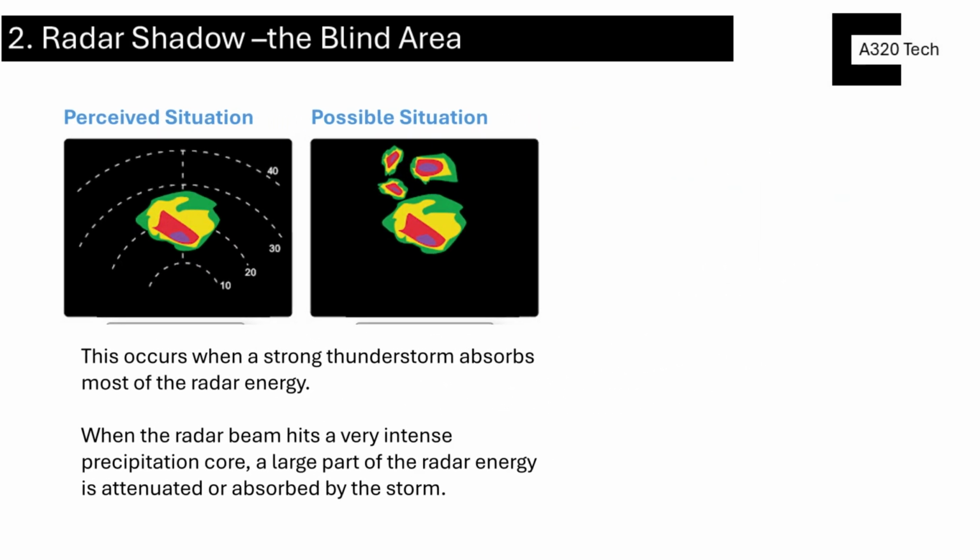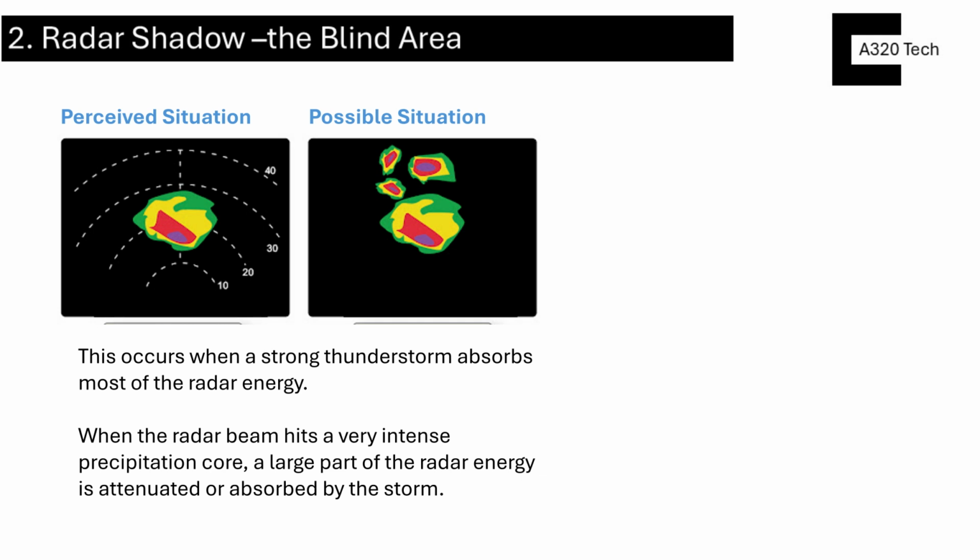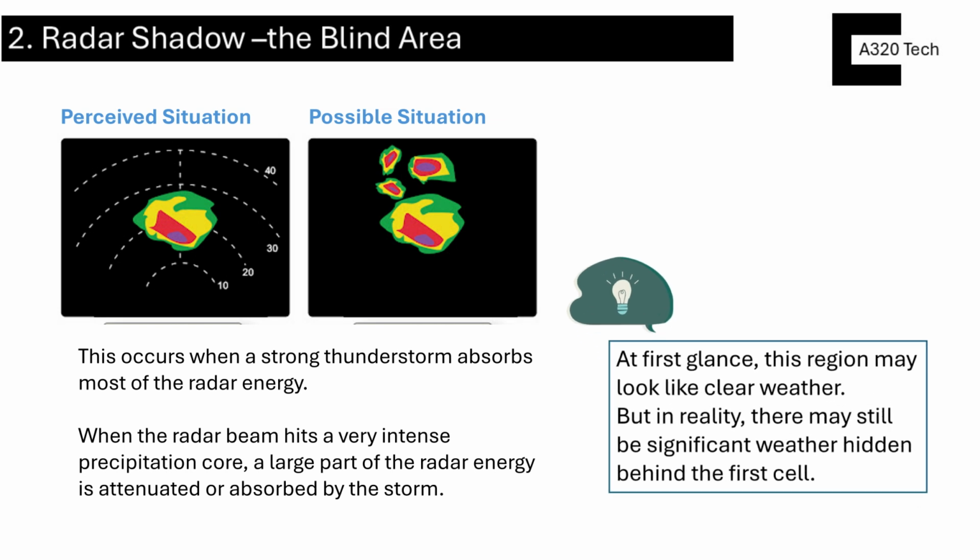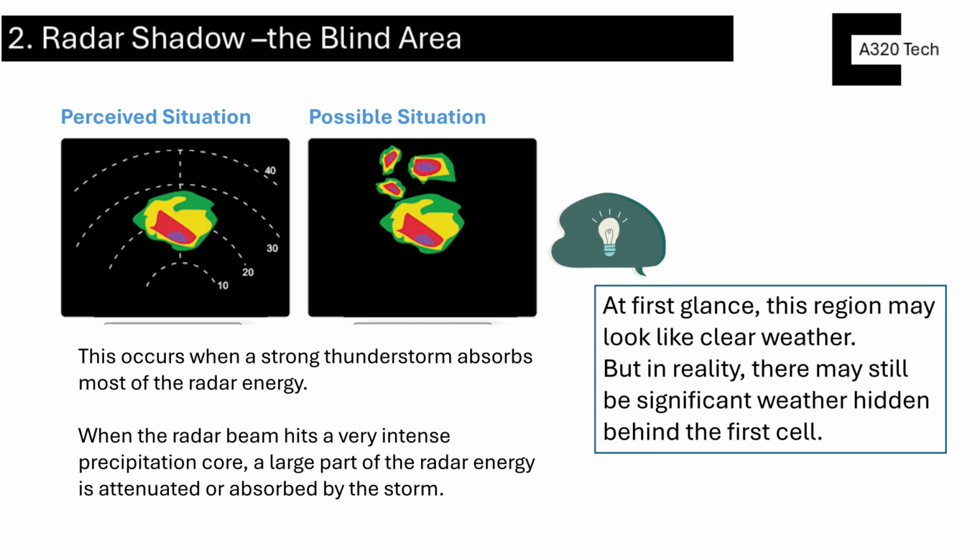Another important limitation of airborne weather radar is radar shadow, sometimes called a blind area. This occurs when a strong thunderstorm absorbs most of the radar energy. When the radar beam hits a very intense precipitation core, a large part of the radar energy is attenuated or absorbed by the storm. On the radar display, this may appear as an empty or dark area behind the storm. At first glance, this region may look like clear weather. But in reality, there may still be significant weather hidden behind the first cell.